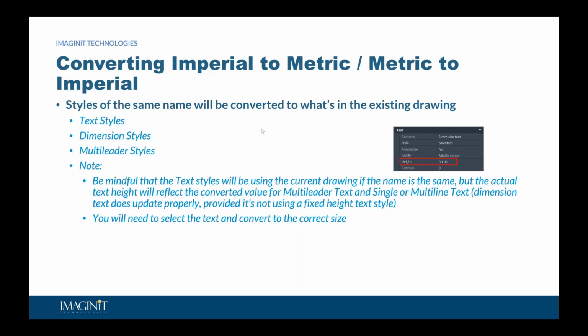So in this particular case, my 3mm text size is approximately an eighth, which means when I bring that drawing in, it will convert it to 0.1181, which is really close to 0.125, which is 1/8, but it's not exact. So you may need to change those heights or that little variance may be fine.